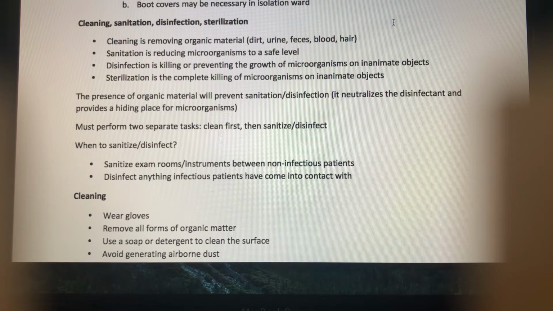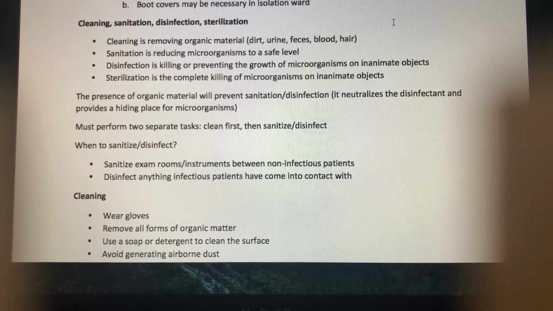So we need to perform 2 separate tasks anytime we talk about cleaning a kennel, cleaning a table, cleaning an exam room. Our first step is to clean. So we're going to remove that organic material. Usually that involves wiping the surface with a cloth and some type of cleaner. Then we're going to either sanitize or disinfect. Sanitizer and disinfectant are often going to be the same product, but they're 2 different contact times.